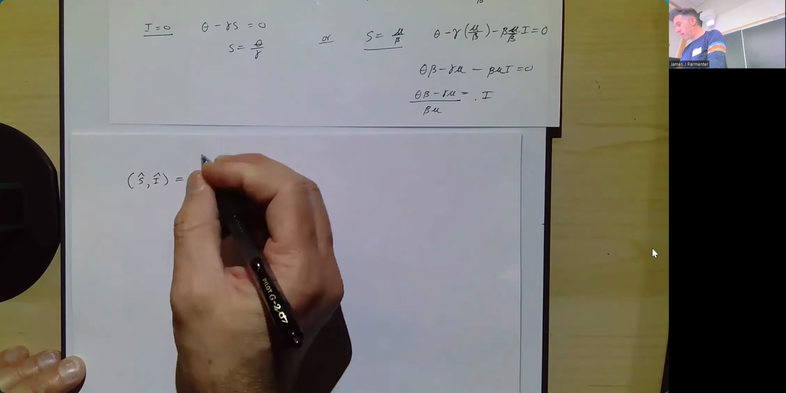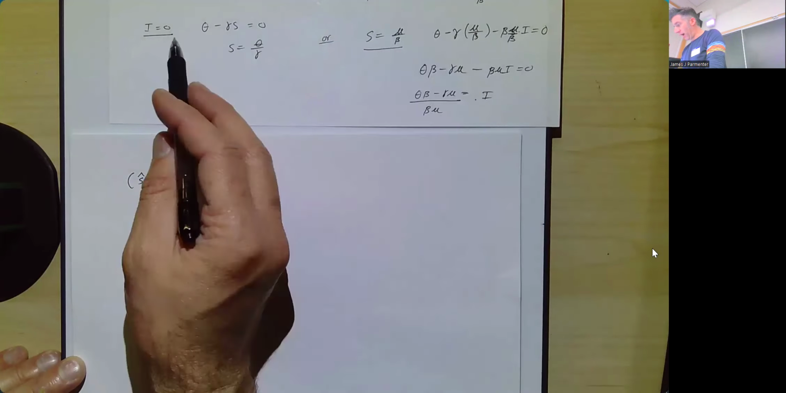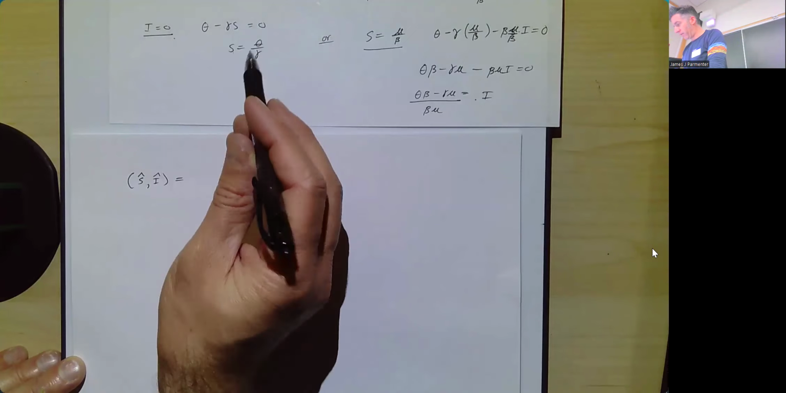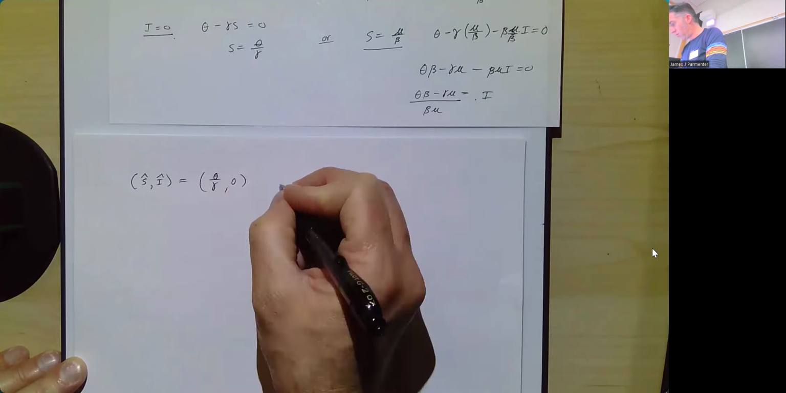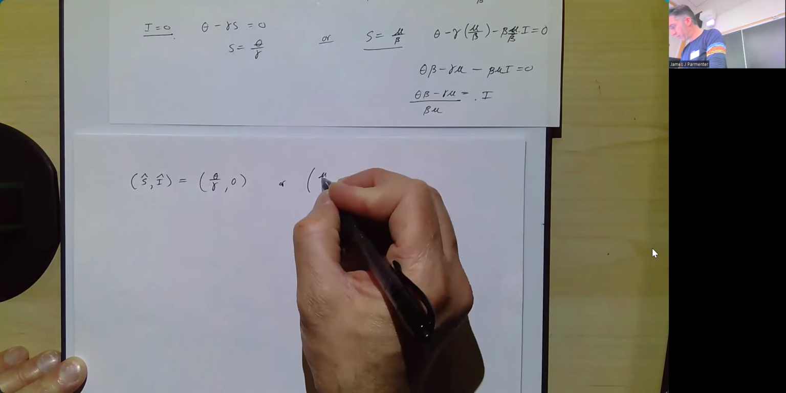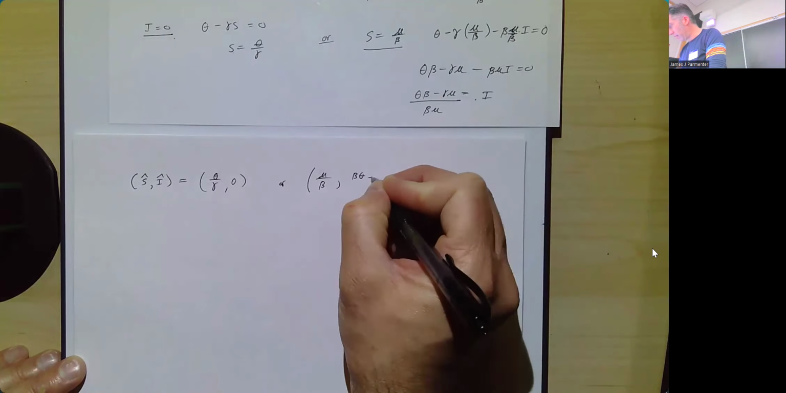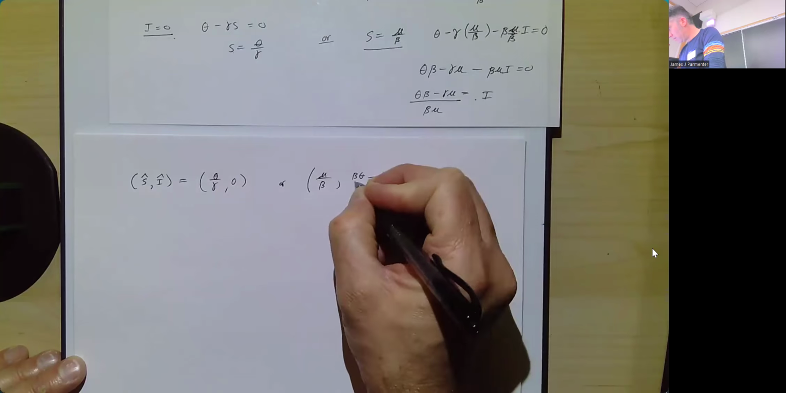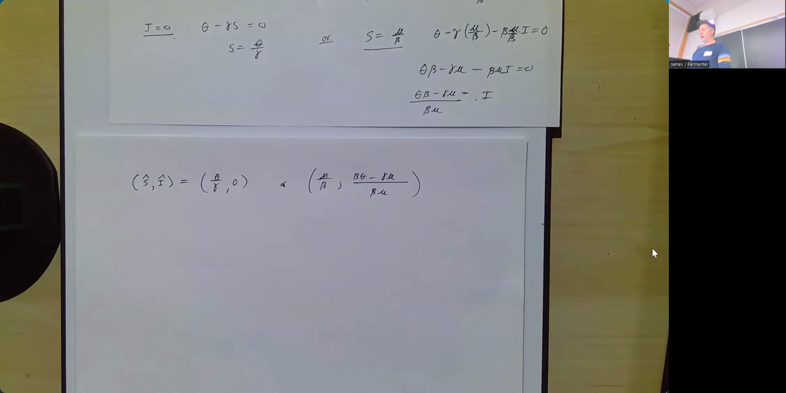So it's either I equals 0 and S equals theta over gamma, so theta over gamma comma 0. Or we also have S equal to mu over beta and I equal to (beta theta minus gamma mu) over beta mu. I should write beta before theta because it comes first in the Greek alphabet, but you could write theta beta.